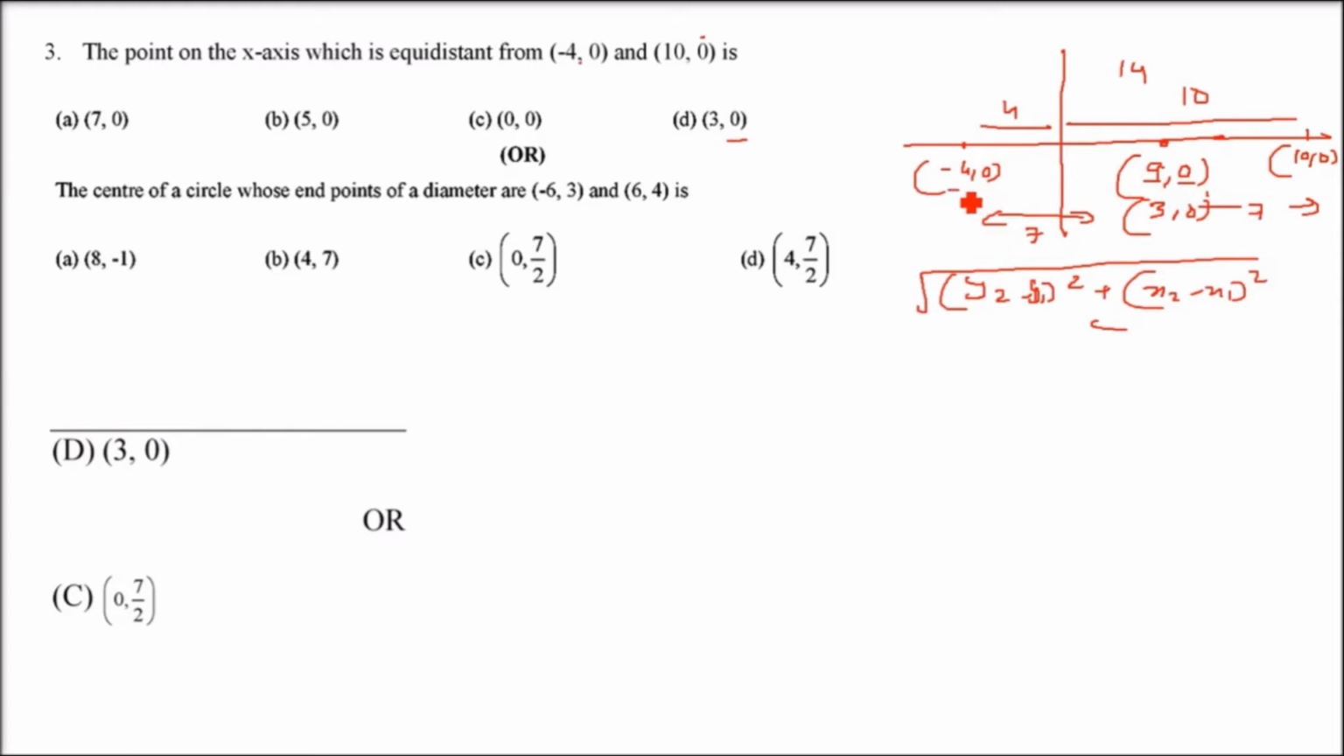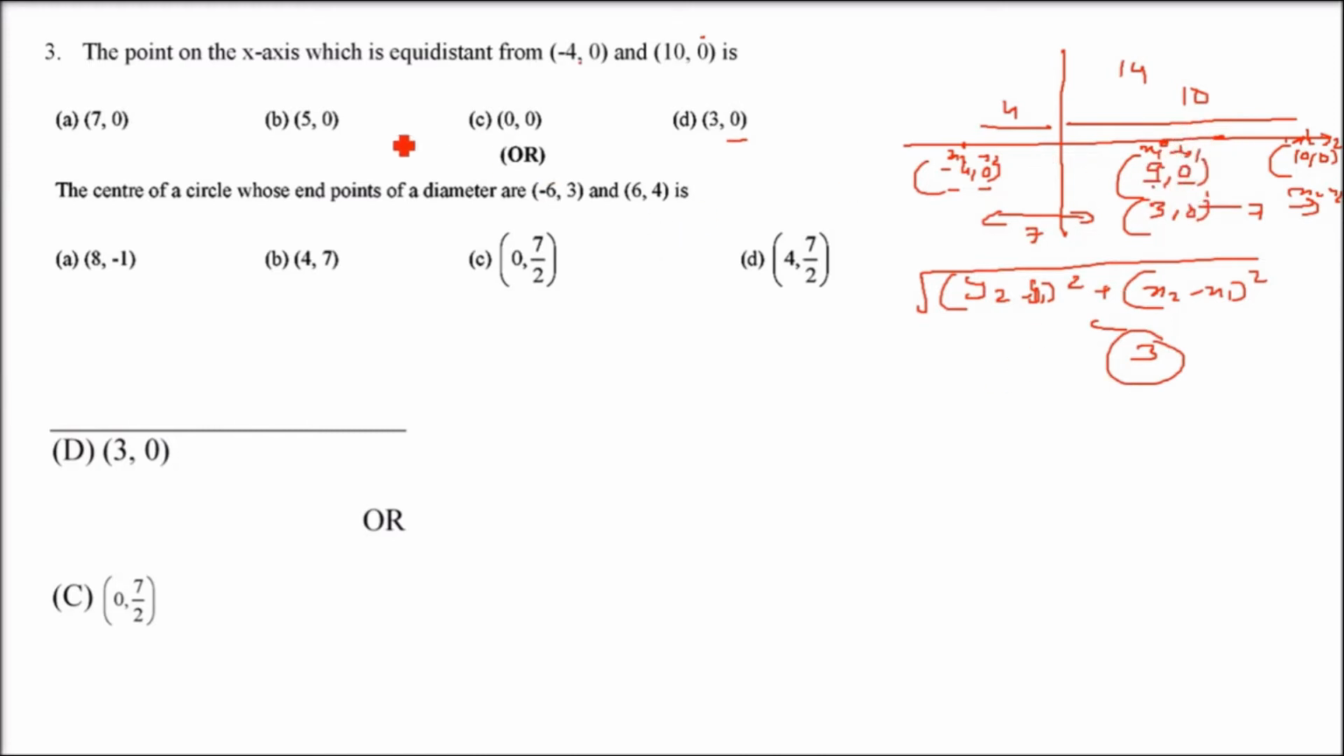You can take minus 4 plus 10 by 2 equals 0, and 0 plus 0 by 2 equals 0. So minus 4 plus 10 by 2 equals A. That A will come as 3. Okay, 10 minus 4 is 6, 6 by 2 is 3. So A will become 3. So as I said, there are three methods to solve it. Whichever is suited to you, you can adopt it.